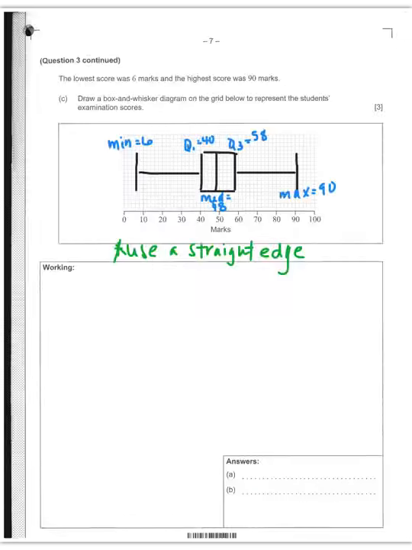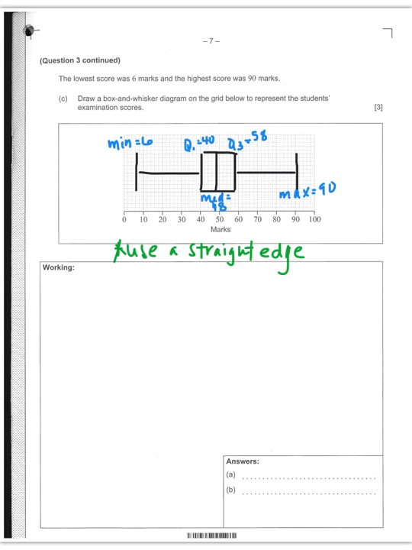So then we want to use the data from the previous slide to create a box and whisker chart. They tell us that the minimum is 6. We know that the Q1 is 40. We found the median to be 48. We found the Q3 to be 58, and the highest score they tell us is 90.